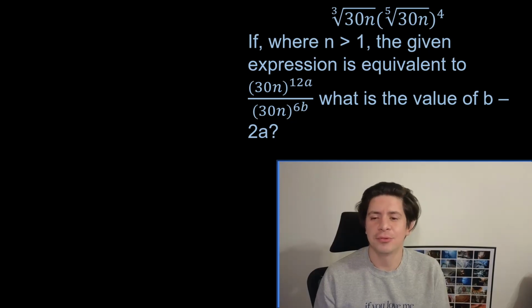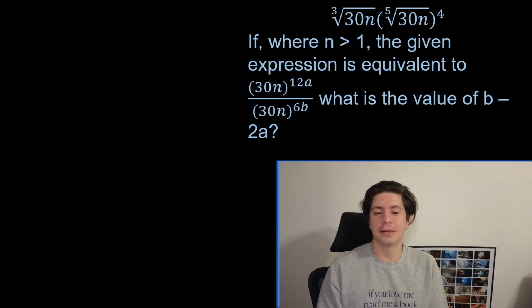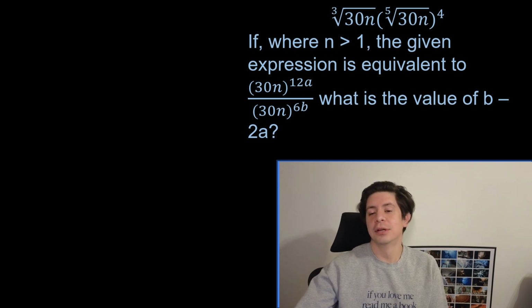If, where n is greater than 1, the given expression is equivalent to 30n to the 12a over 30n to the 6b, what is the value of b minus 2a? And our given expression is cube root 30n times 30n to the 5th root to the 4th power.